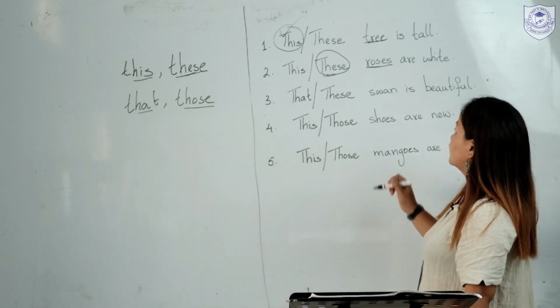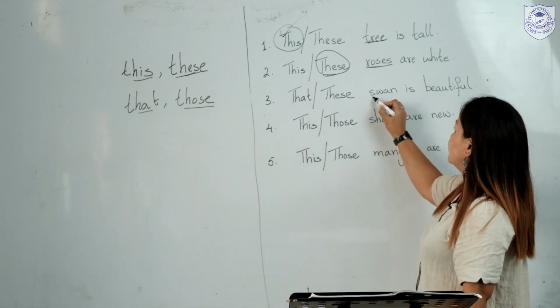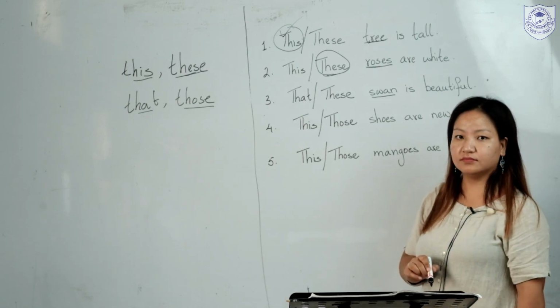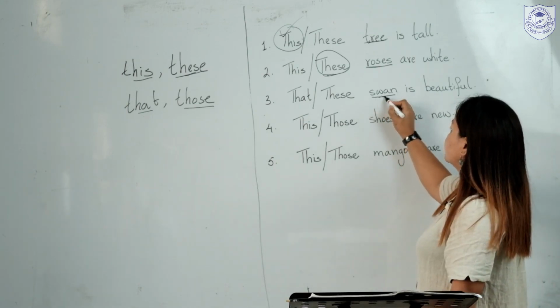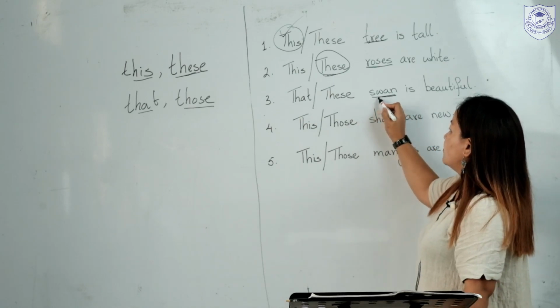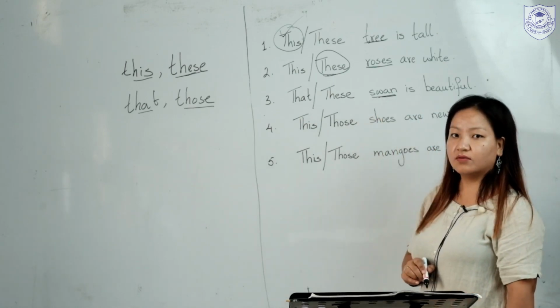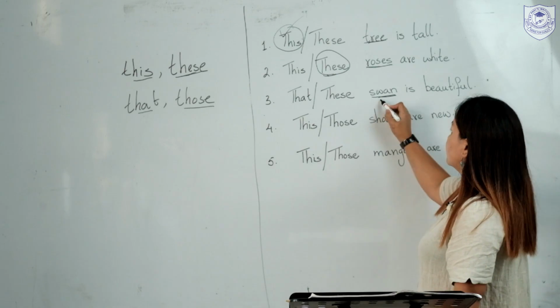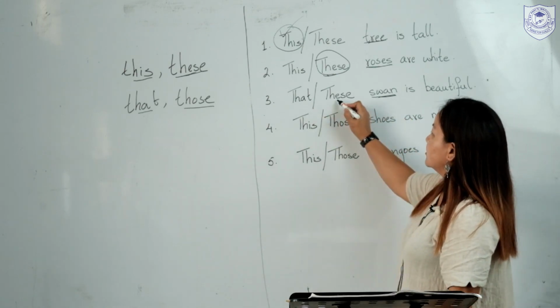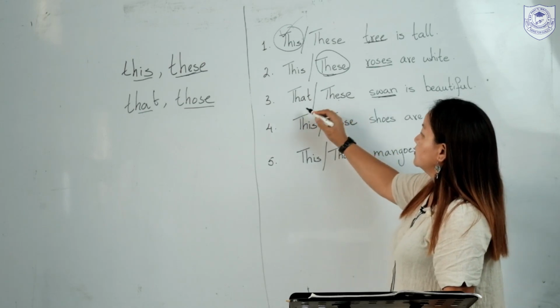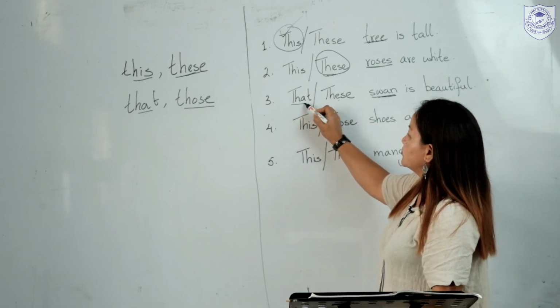And then number three, that swan is beautiful. Now, what is the noun here? The noun here is swan. And then, how many swans? One, right? So, what are we going to use? That or these? We cannot use these because it is singular. So, we are going to use that.